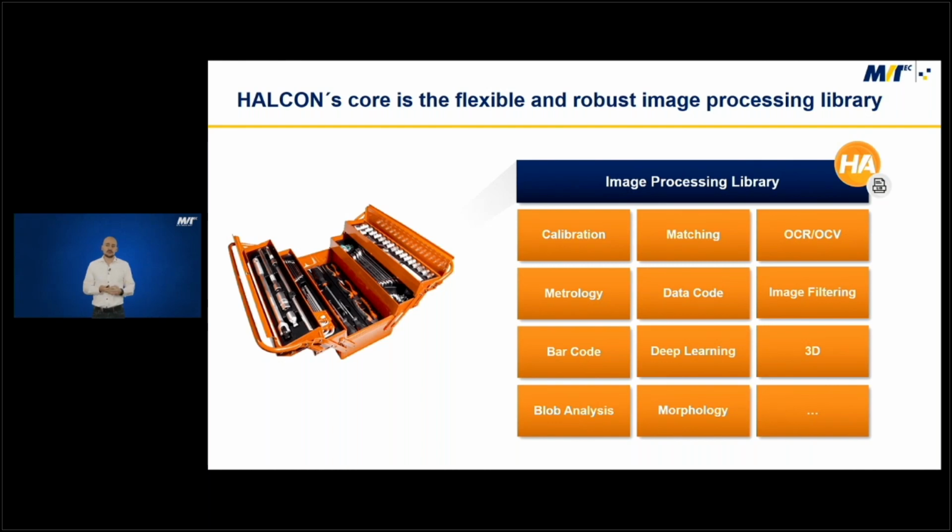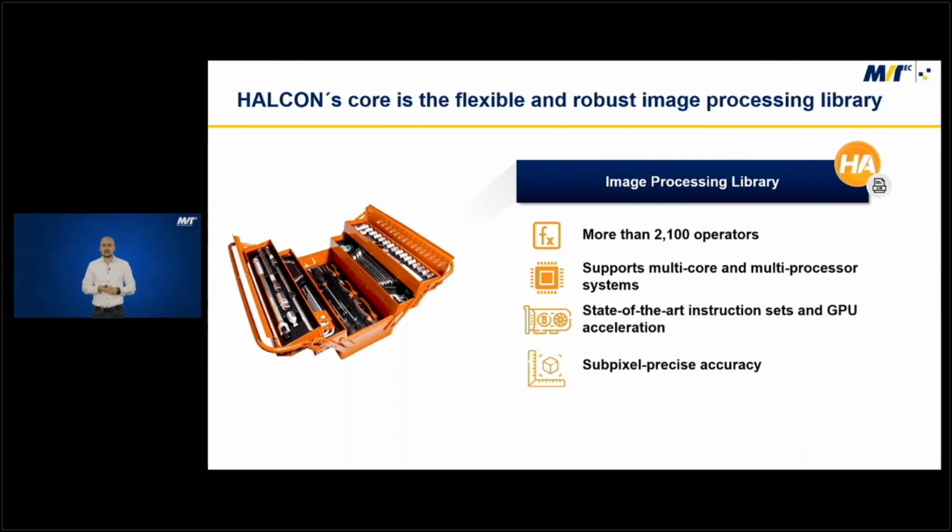Besides that, I already mentioned it before, a wide range of state-of-the-art deep learning technologies, which you can combine easily with the traditional machine vision algorithms, which are also in this toolbox, HALCON. So to quickly summarize, HALCON has more than 2,100 operators in its library. We support multi-core and multiprocessor systems for you to get the highest speed out of your applications. We support state-of-the-art instruction sets and GPU acceleration. And to mention it again, we can have sub-pixel precise accuracy when you're using the HALCON library.